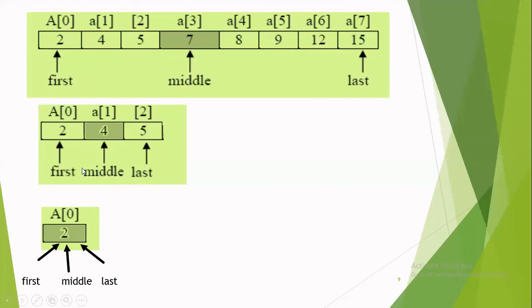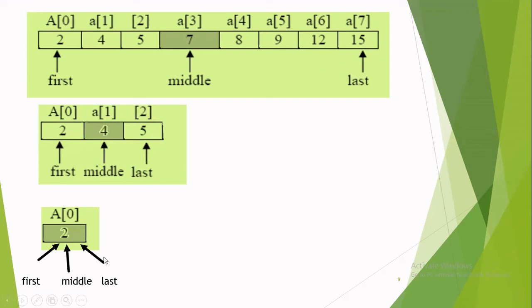In the next iteration, you will compute again the middle element position by applying the same formula. It is 0 plus 2 divided by 2, that is 1. Now the index value of the middle element is 1. The given search element is compared with the middle element. Middle element is not same as the search element, but the search element is lesser than the middle element. Hence, you are going to move this last pointer to middle minus 1.